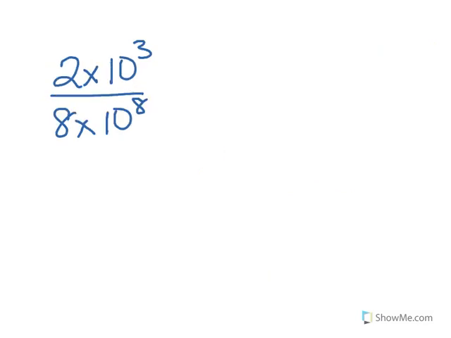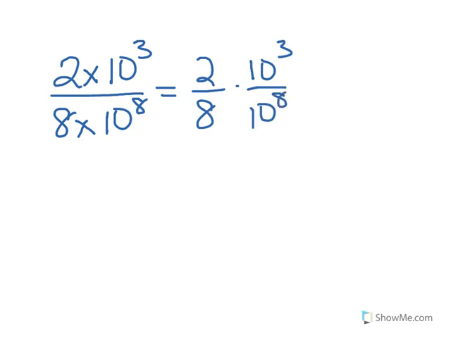Well, throughout this process, we've learned to add, subtract, and multiply numbers in scientific notation. We haven't divided them yet. Well, now it's time. To do this problem properly, we consider it as a product of two quotients. The first quotient is 2 divided by 8. The second quotient is 10 cubed divided by 10 to the 8th.